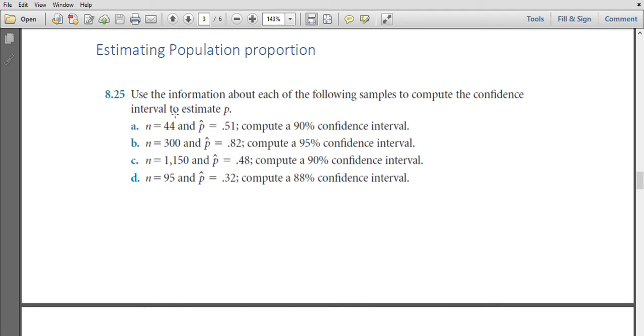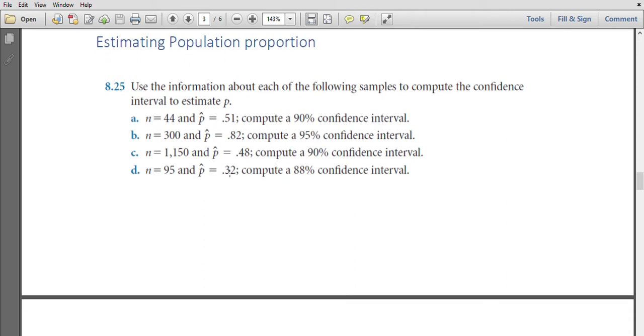We have used the information about each of the following samples to compute the confidence interval to estimate P. P is the probability of success, and the first one is n equals 44. Let me just say it one more time. P is the probability of success in the population, and P hat is the probability of success in the sample. So we want to compute a 90% confidence interval when n is 44, which is the sample size, and P hat is 0.51, which is the probability of success in the sample.